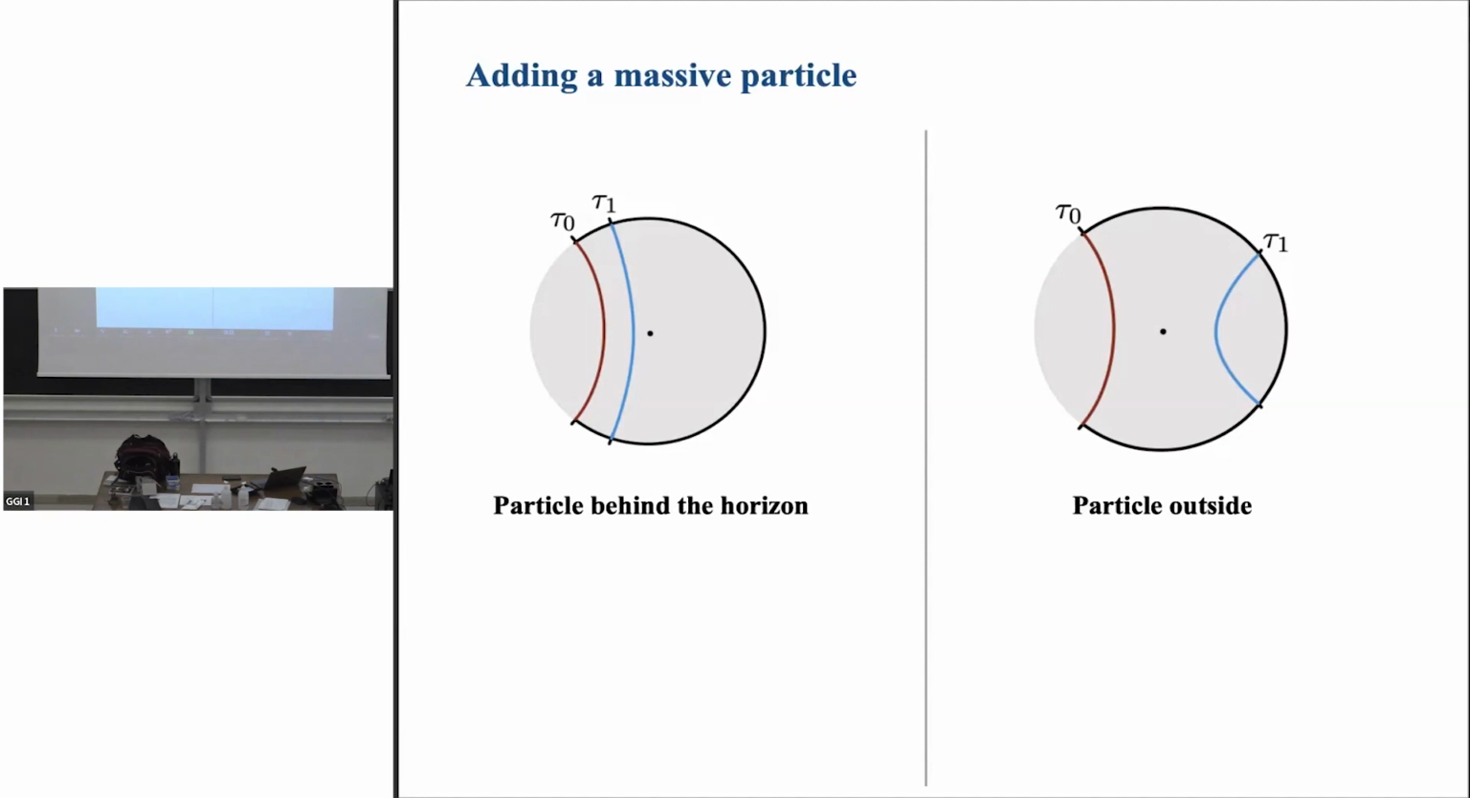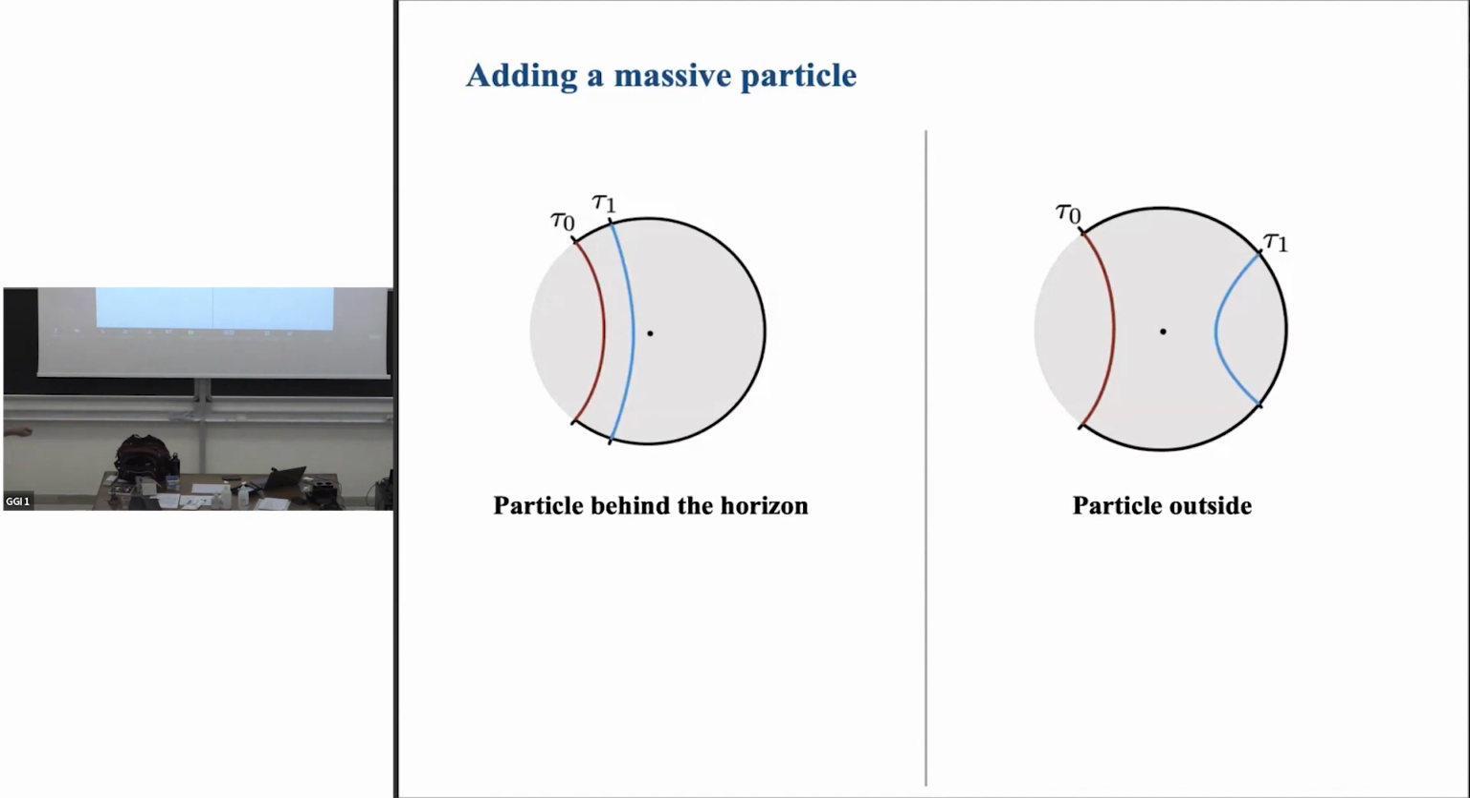And we should see something interesting happen, because if you add a particle behind the horizon, so now the red line is the shell making the black hole. The blue line is a particle. Okay, so the red line is spherically symmetric. The blue line is just a geodesic. So we're adding some massive probe particle and allowing it to back react at first order.